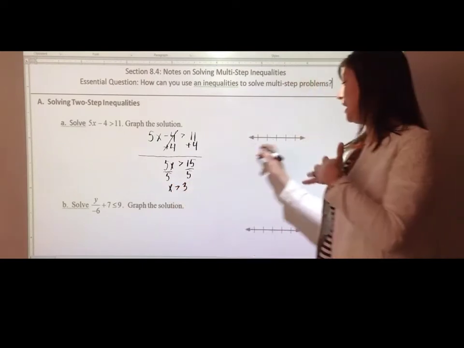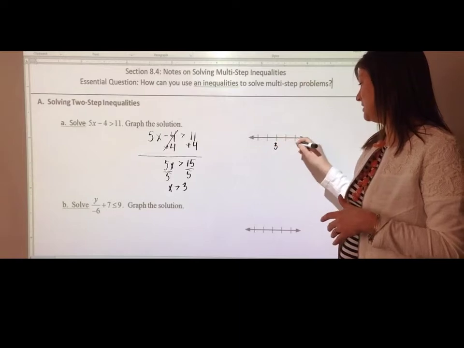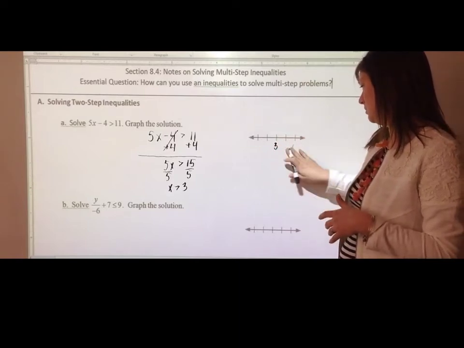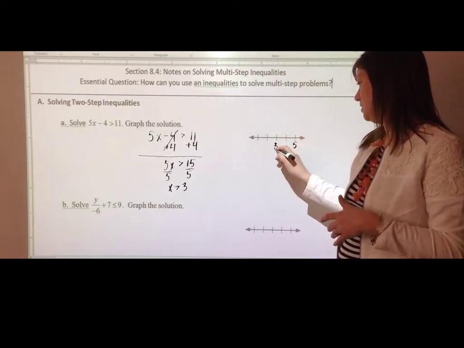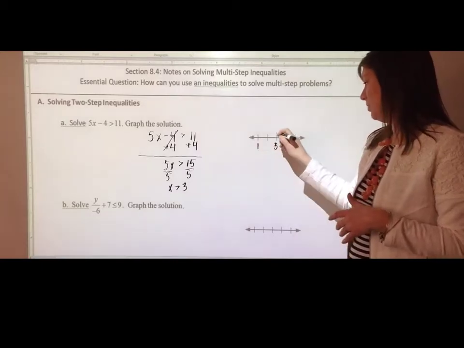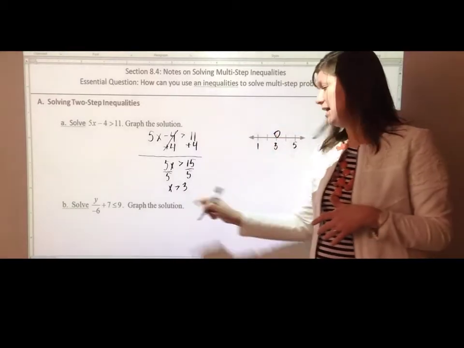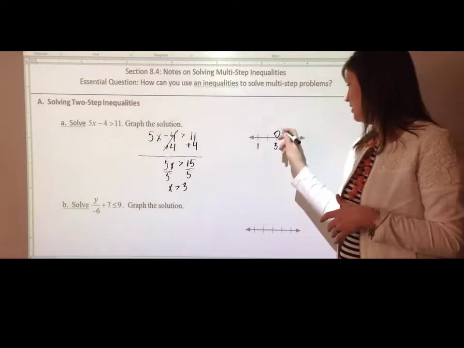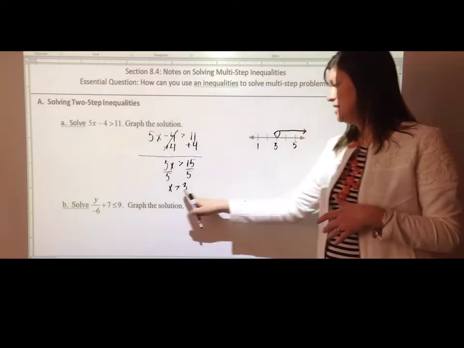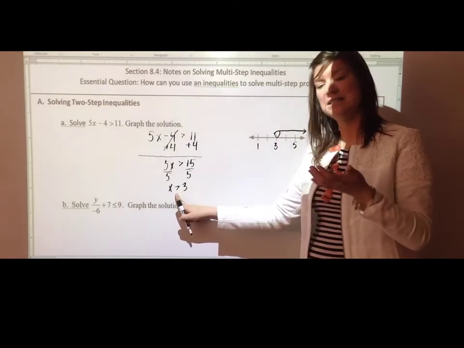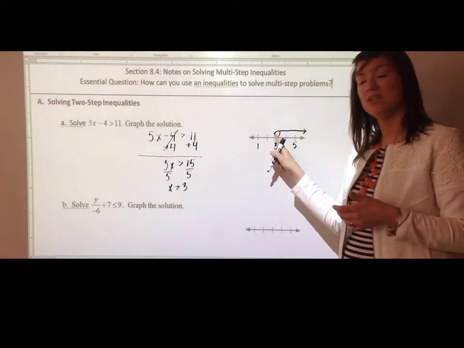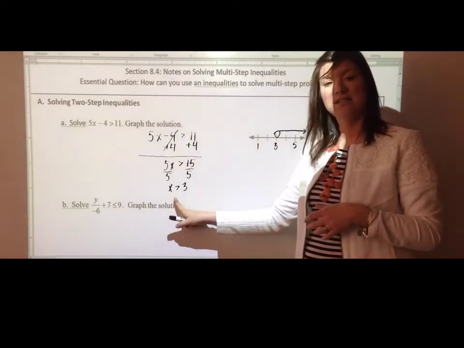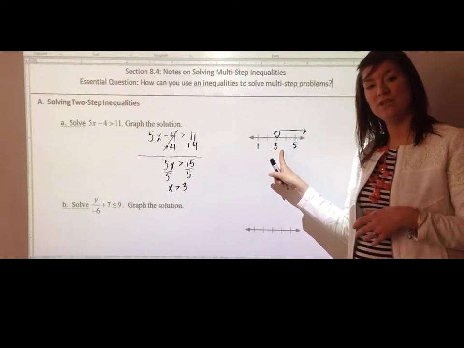Set up my number line since my variable is isolated. Let's do 5, and then this would be 1. Place your boundary point at 3. It says all the solutions are greater than 3, so I'm going to shade right. Does it say 3 is included? It doesn't, so I'm going to leave 3 unshaded. Correct answer, x is greater than 3, and then my shaded region is here.